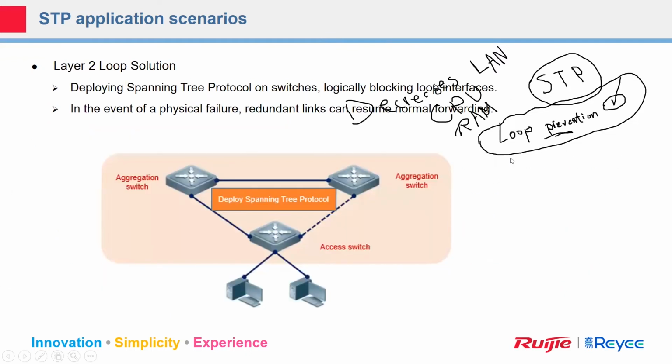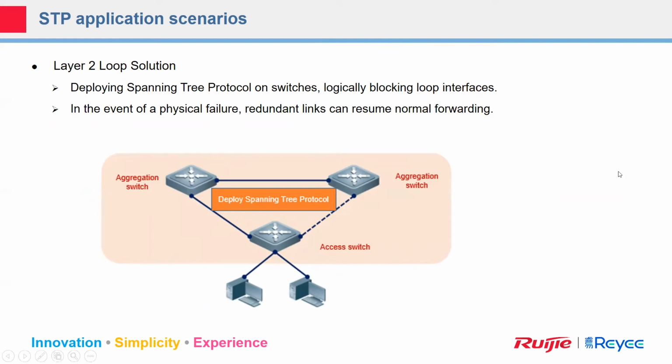Okay, so this is the example we have just explained. And again, the solution is deploying the spanning tree on the switch. Logically, it's not physically blocking the port, it's logically blocking loop interfaces. In the event of physical failure, redundant links can resume normal forwarding, like we have just explained.